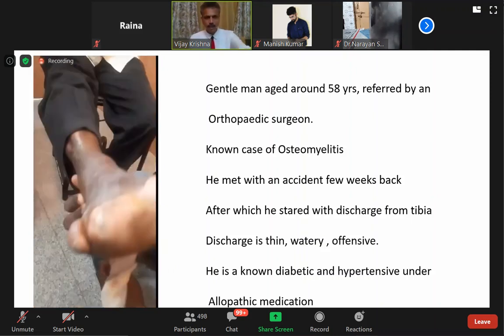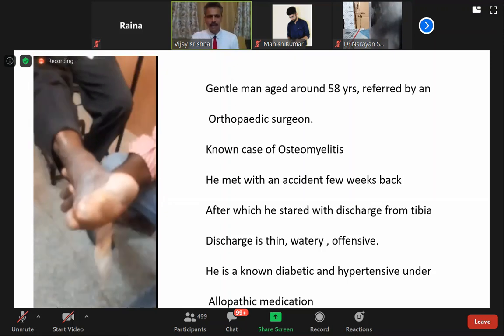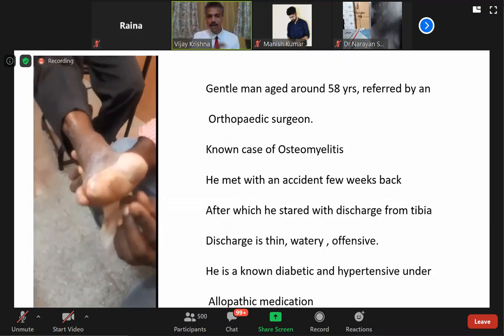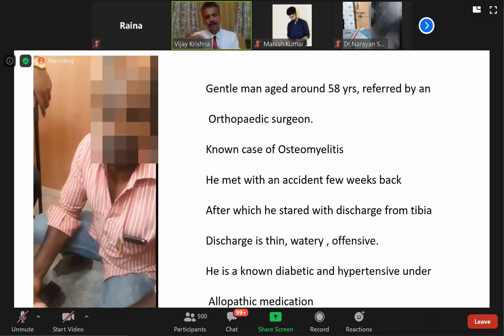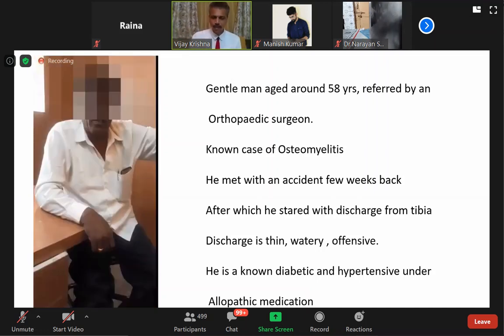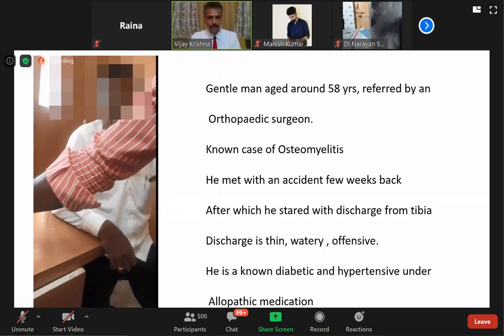And the entire toes had turned gangrenous. You can see they have been amputated. I don't take the credit for that. It was all amputated when he came to me, and he was referred to me by an orthopedic surgeon for the osteomyelitis. In allopathy, nothing much can be done. There's scraping, and again the possibility of it coming back is more. Very offensive discharge, he is non-diabetic and non-hypertensive, and is on allopathic treatment.